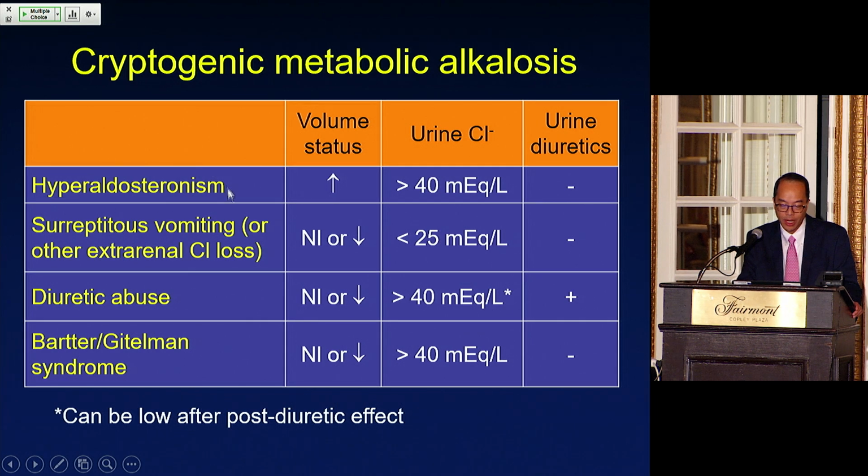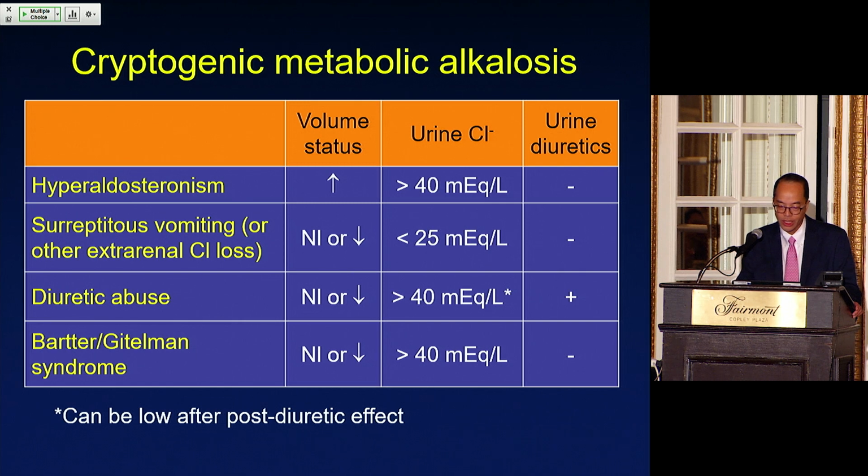So one is hyperaldosteronism. That's obvious because this is the only diagnosis where patients are hypertensive. All of these other cases, patients are normotensive and usually volume depleted. Surreptitious vomiting, surreptitious diuretic abuse, or an undiagnosed case of Bartter's or Gitelman's. And the urine chloride here is critical. It's low in surreptitious vomiting. So this is, if you think of it simplistically, a surrogate marker of extrarenal volume depletion, less than 25.